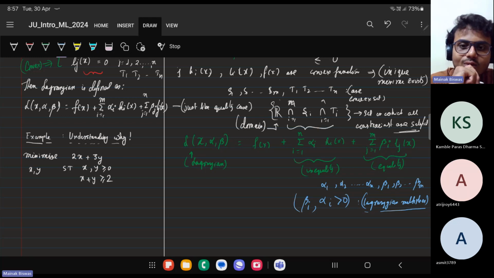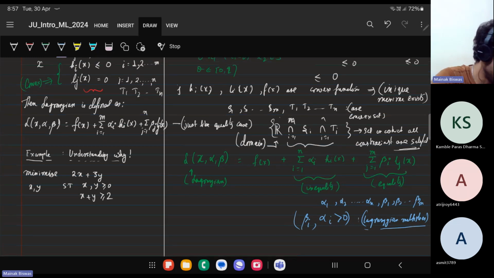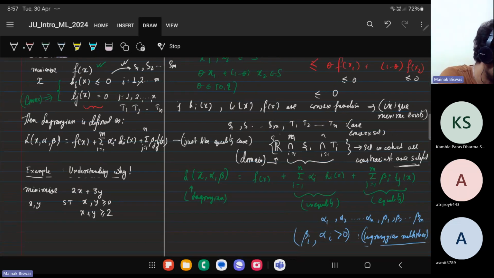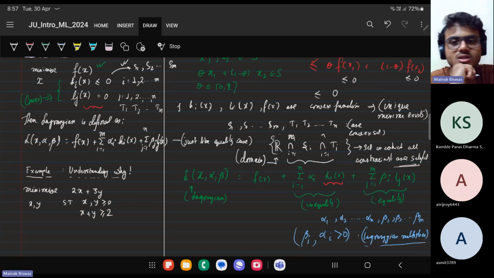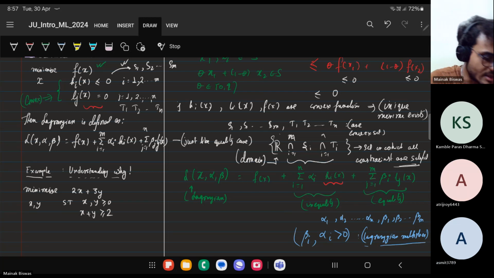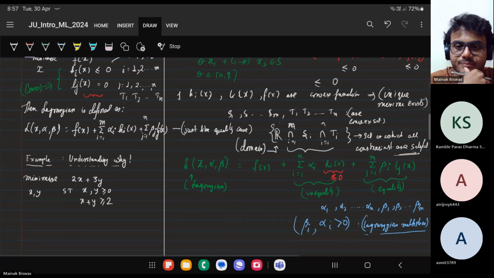If alpha i were less than 0, what would have happened? If alpha i's were less than 0, what are the values of the functions h i's? Negative. Correct. So had these values been less than 0, then what would you have done?